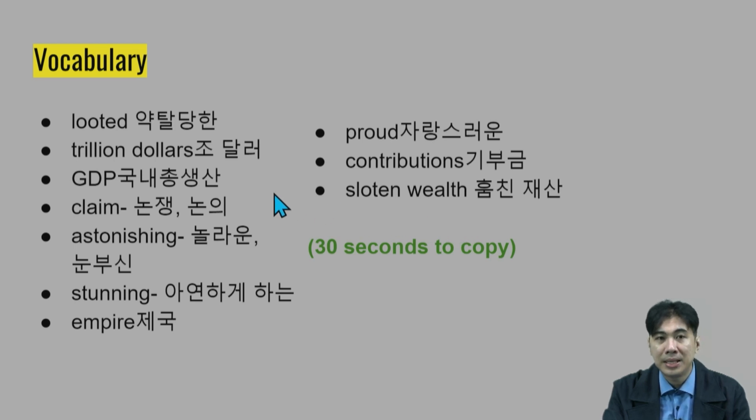Again, I will say them again. Looted. Repeat after me. You can say it after me. Looted. $1 trillion. GDP. Claim. Astonishing. Stunning. Empire. Proud. Contributions and stolen wealth. So I will give you 10 seconds to write them down.